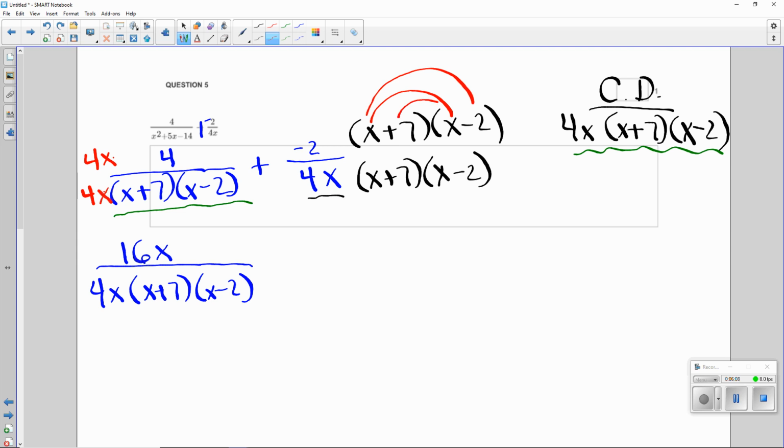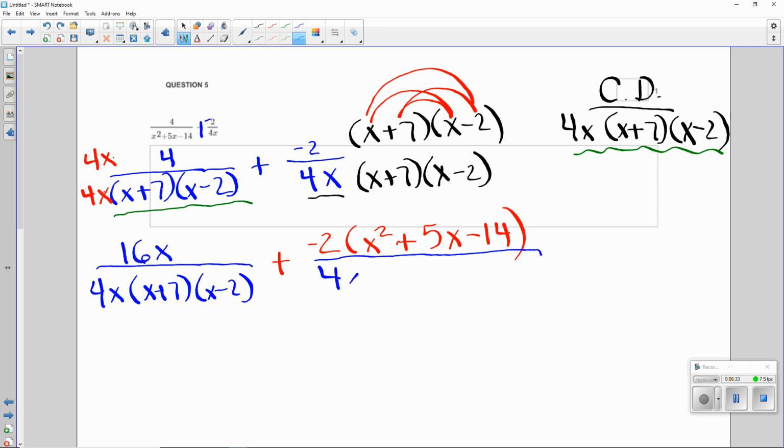So you can do FOIL method, you can do distributive property, box multiplication, whatever works. But we end up with negative 2 times x squared plus 5x minus 14. We get x squared plus 5x minus 14 when we multiply x plus 7 times x minus 2, all over our common denominator.